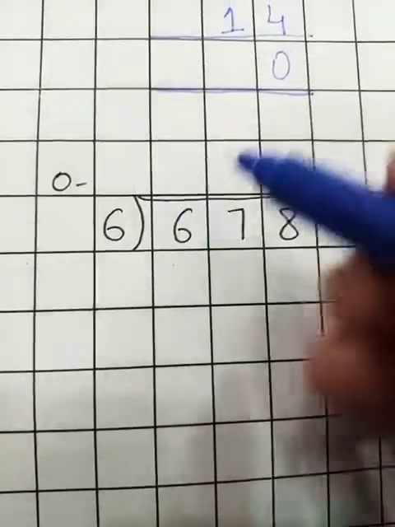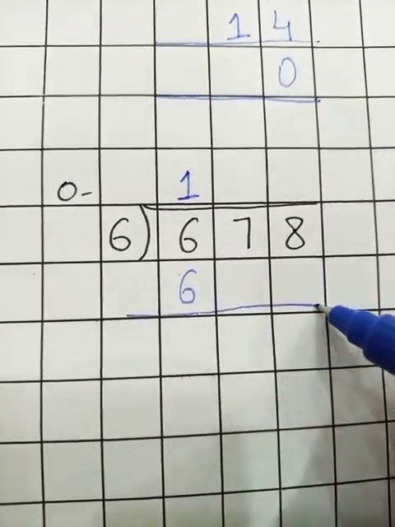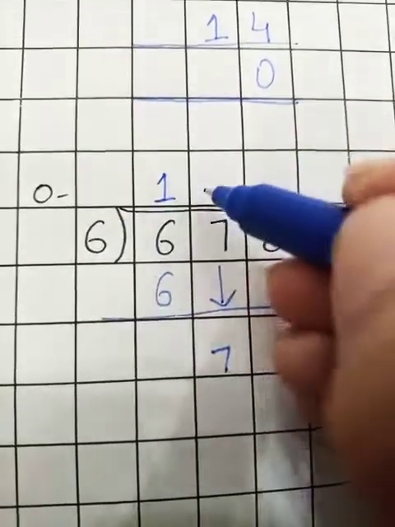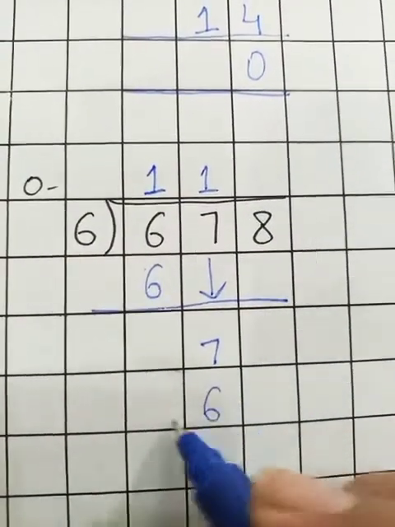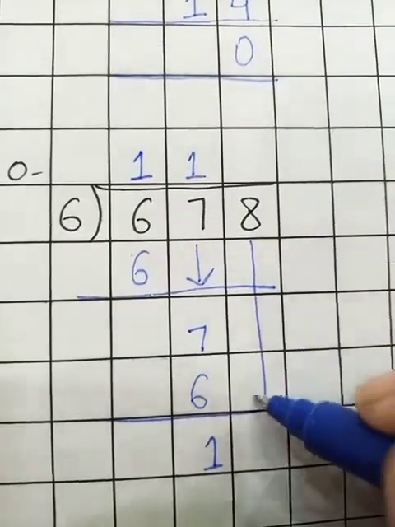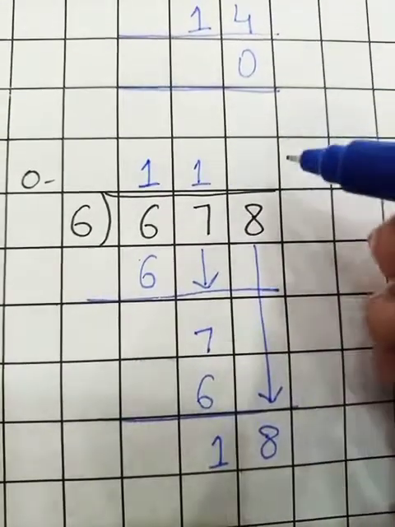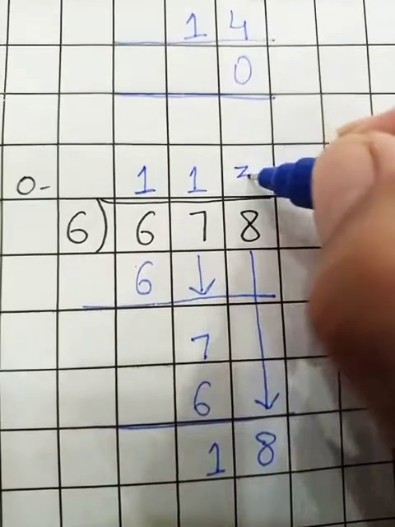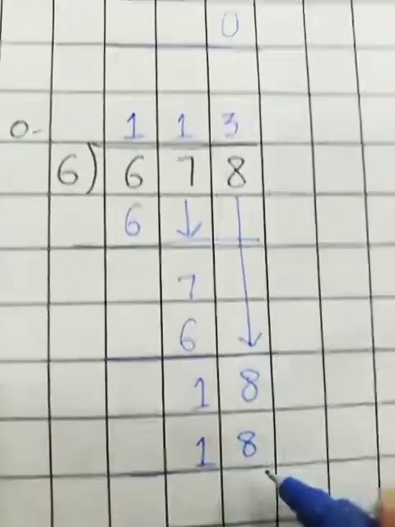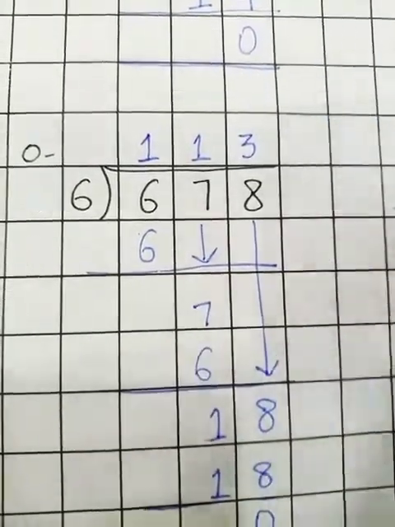Here is part O. Let's divide it. 6 ones are 6. Tell me the next step. 6 minus 6 is 0. So bring the 7 down. 6 ones are 6 again. 7 minus 6 is 1. Bring the 8 down because this one is smaller than the divisor. It will become 18. 6 ones are 6, 6 twos are 12 and 6 threes are 18. Now students, in the next step, 18 minus 18 is 0, which means that our quotient is 113.